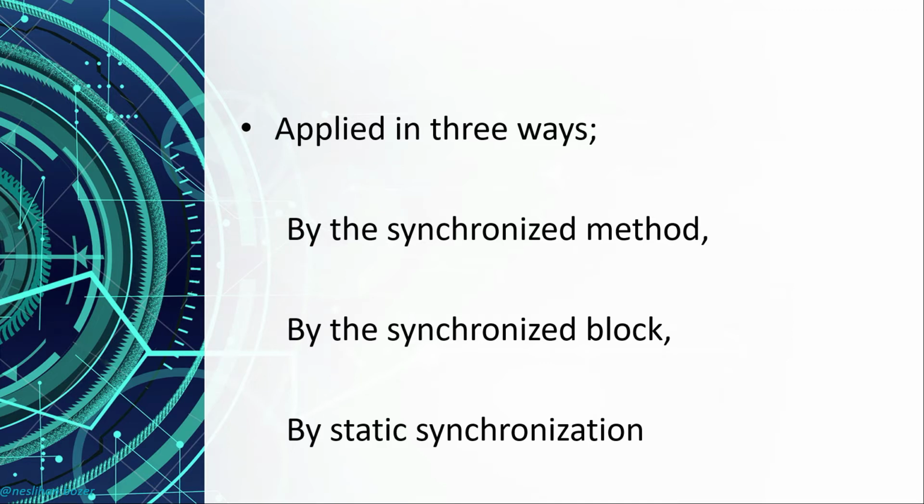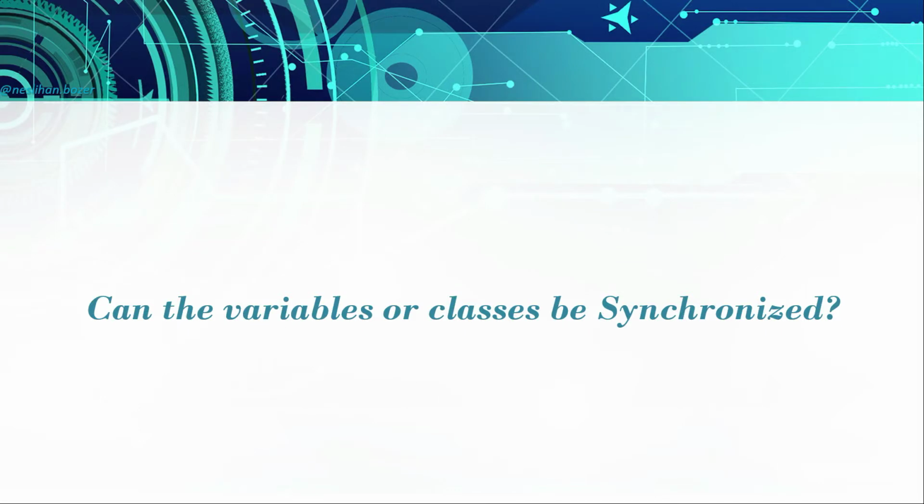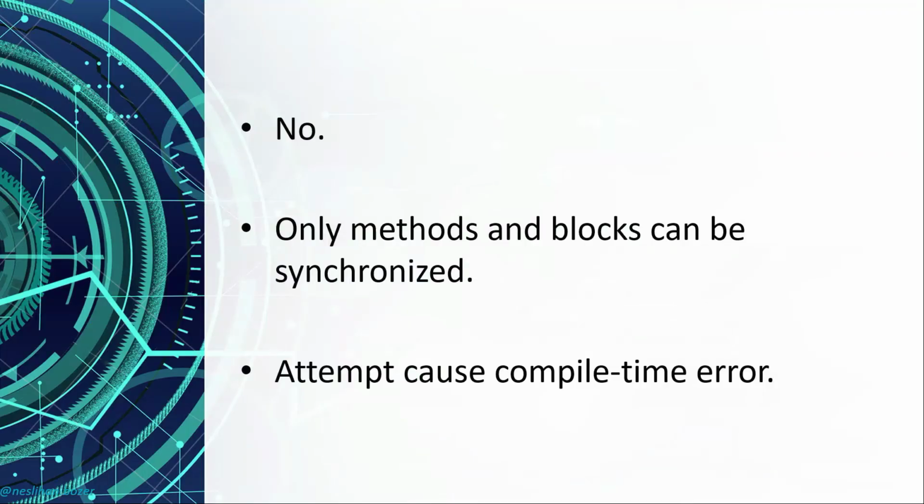Can variables or classes be synchronized? No, only methods and blocks can be synchronized. A synchronized method acquires a monitor before it executes. The monitor is associated with the class object for the method's class. Because variables have no monitor, we cannot apply synchronization on them. Using the synchronized keyword with a variable is illegal, so it will result in a compilation error.